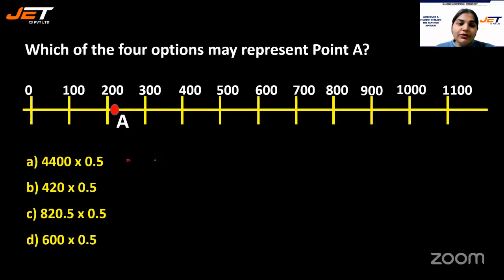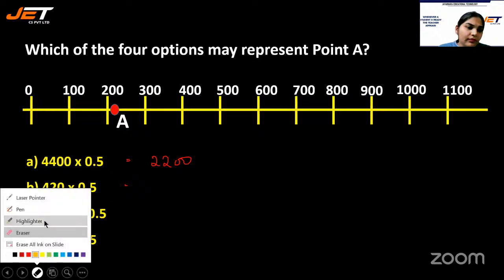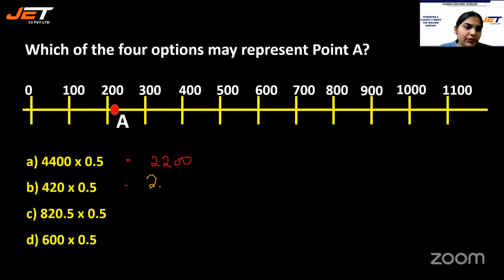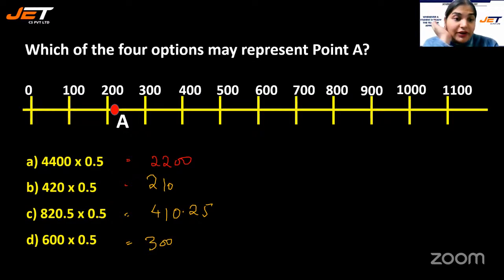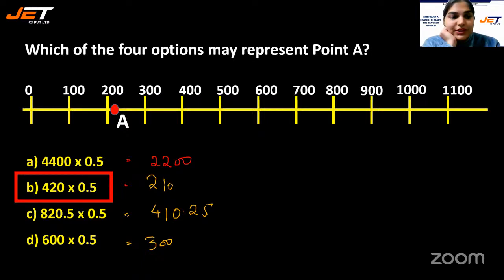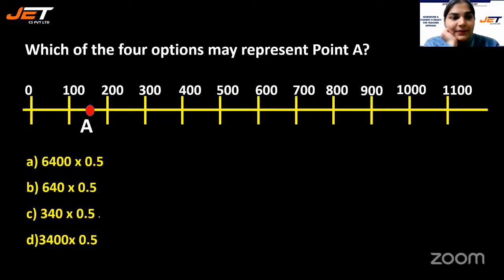Like half of 4,400 is 2,200. Half of 420 is 210. Okay. Half of 820 is 410. Then half of 600 is 300. So you have to find out what it is. It is 210, option B. You first find the half and then tell the answer.